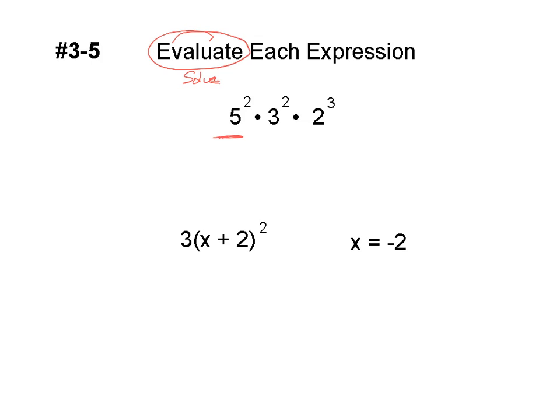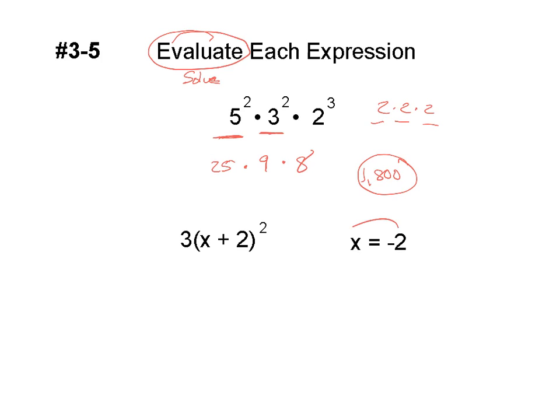Okay, so notice this is 25, right? 3 to the second power, careful, isn't 6. That's 3 times 3, which is 9, right? And then 2 to the third power, careful, isn't 6 either. That's 2 times 2 times 2. So careful with those powers. That's 8. So you have 25 times 9 times 8. You may use a calculator if you show your work like I did, show those first couple steps. That gives us 1,800, so careful on those, right?